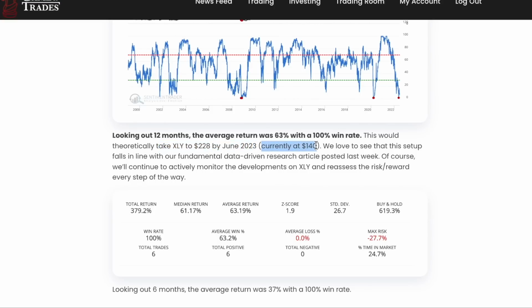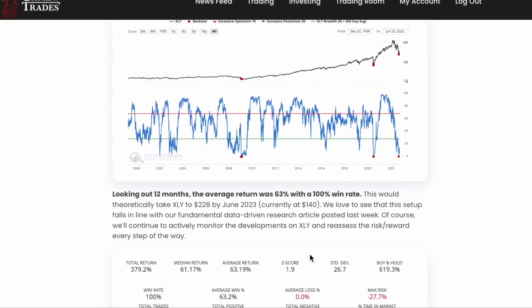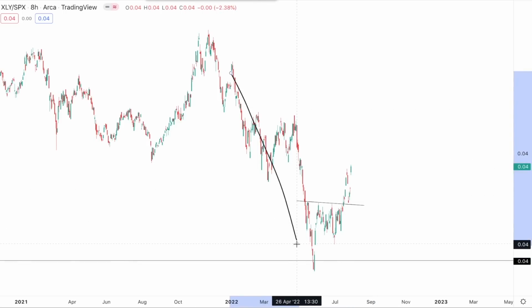So we love to see that this setup falls in line with our fundamental driven data research article that was posted the week before, because that's how our research process works. We first build a thesis, trying to understand the odds and whether the macro is going to be favorable to that sector. Once we establish whether that's the right answer, then we can take a look at the technicals, the internals, and establish some entries and targets for that sector. This is saying that the market went on too much of a panic in 2022 and that we should be repricing what the actual economy looks like right now.